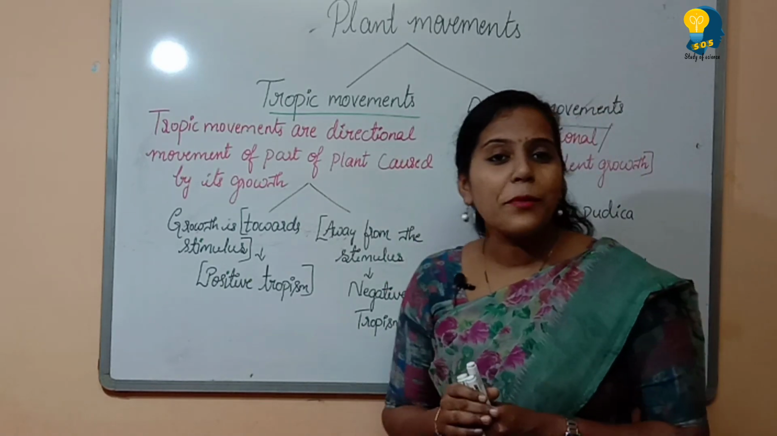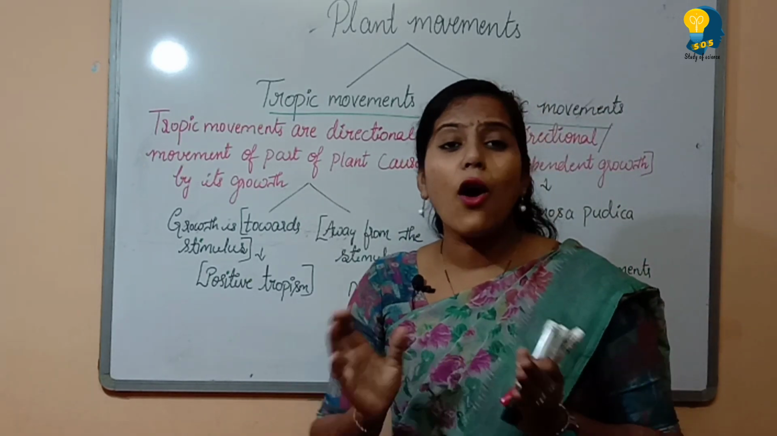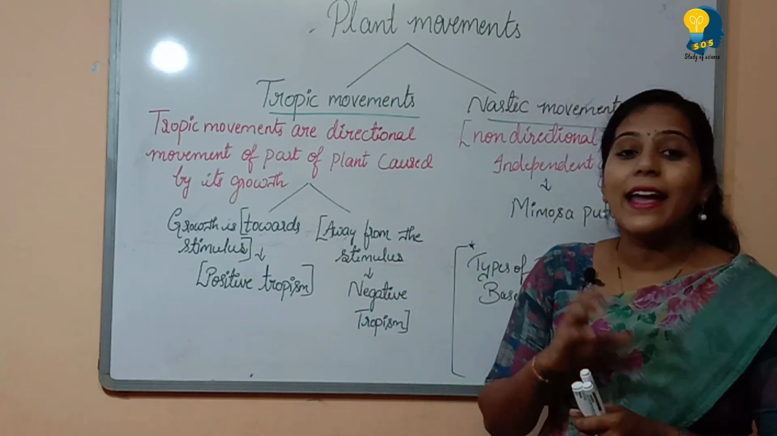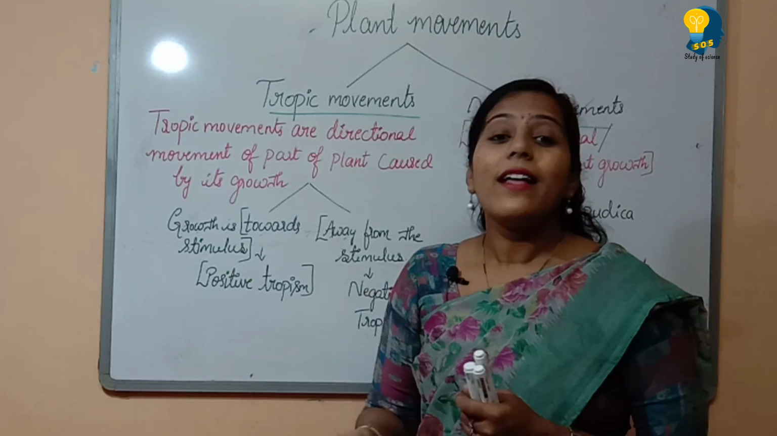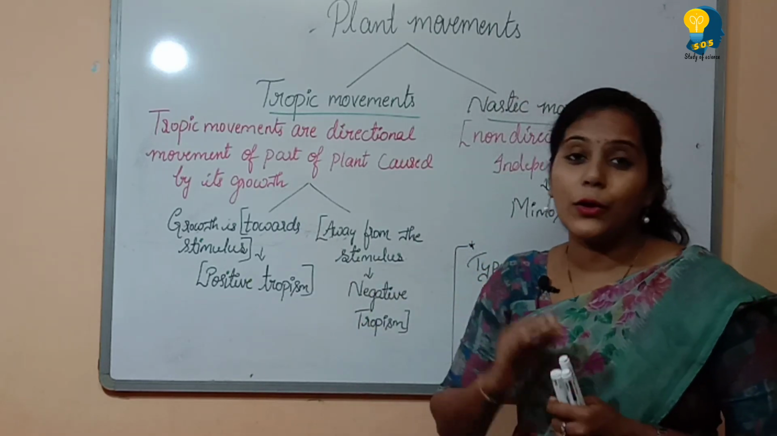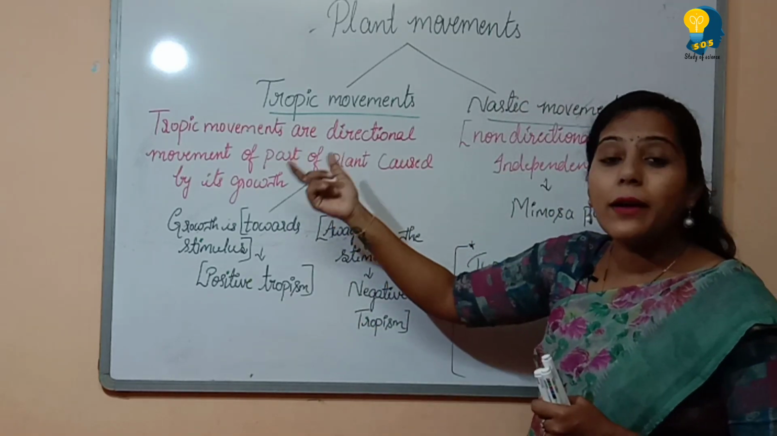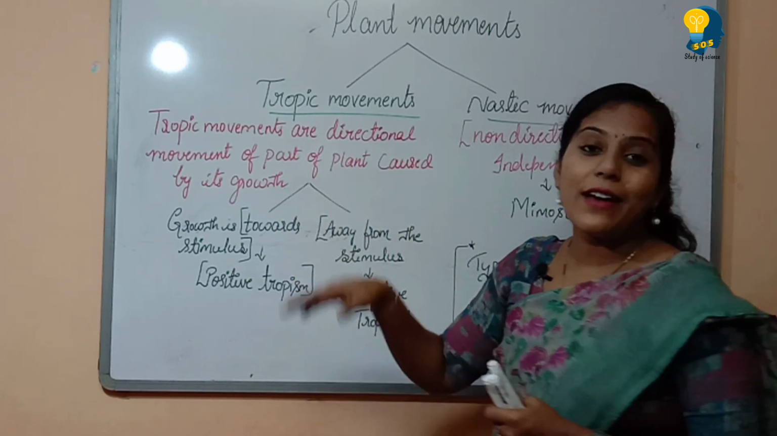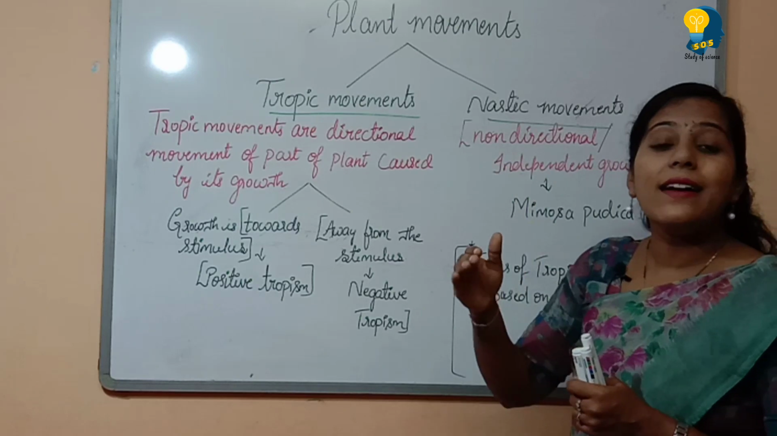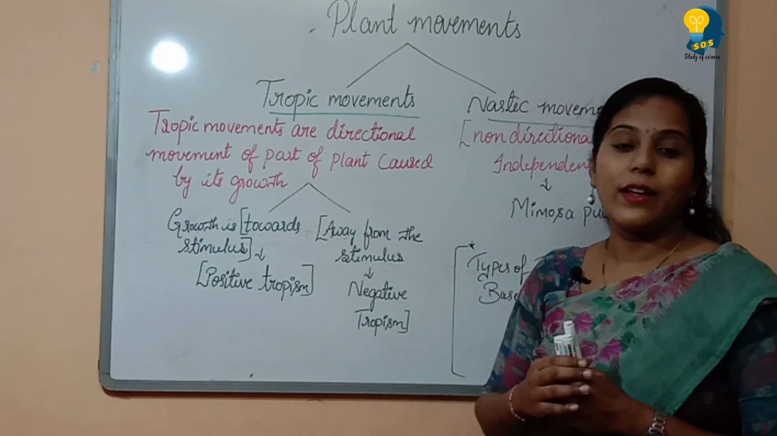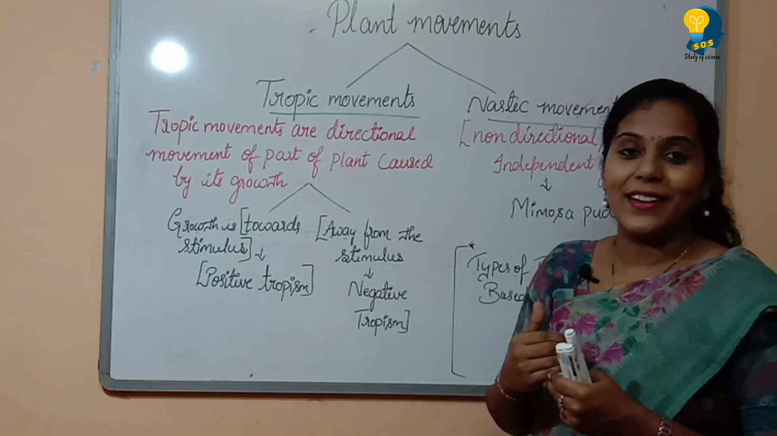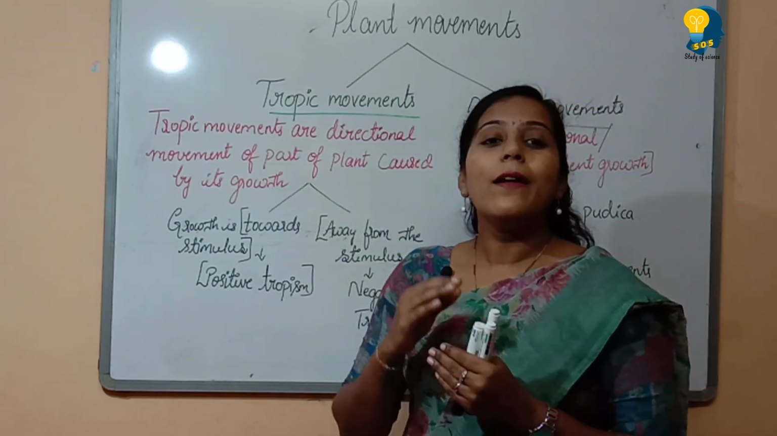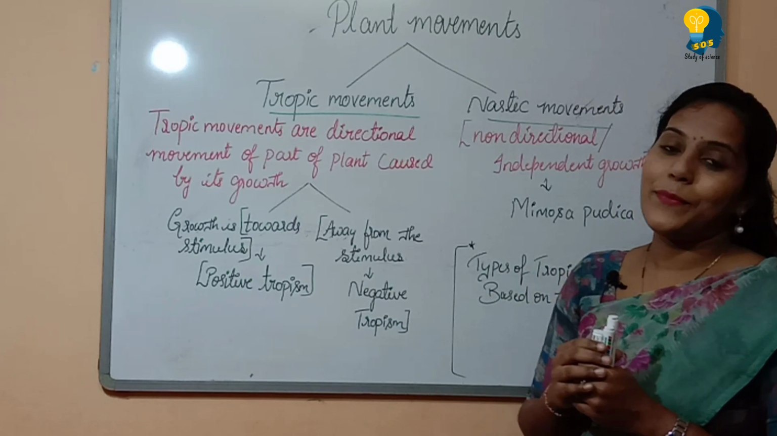When I say nastic movements, here the plants are not showing any kind of directional growth. They are independent of growth. Tropic movements are dependent on growth, the plants are depending on the growth, whereas in nastic movements, the plants are independent of the growth. They have non-directional growth towards the stimulus, okay?